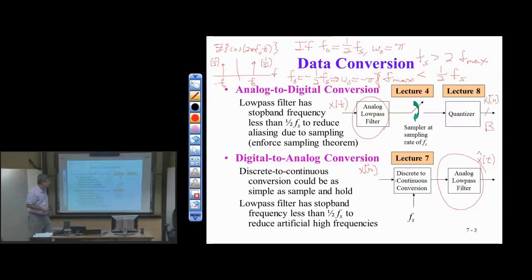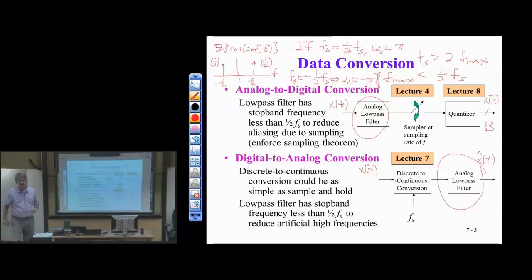So the more you're willing to put into the analog low-pass filter, the less work you have to do in the discrete time to continuous time conversion step, or vice versa. If I don't want to do much work in the discrete time to continuous time conversion step, I have to do more work in the analog low-pass filter. And this is more generally the case. The more we're willing to do on the discrete time side, the less we have to do on the analog side, the continuous time side.